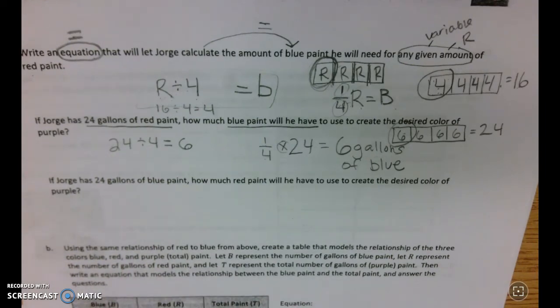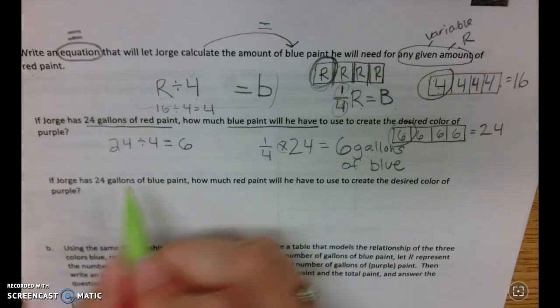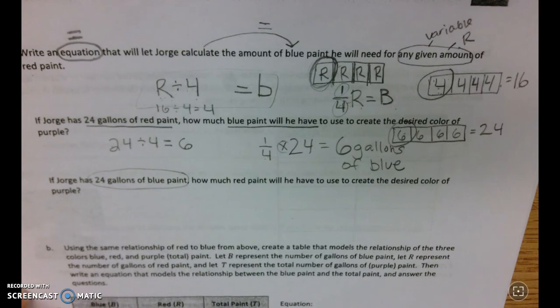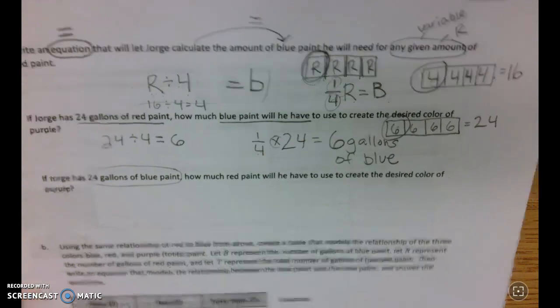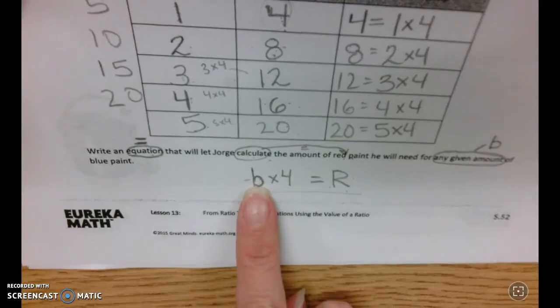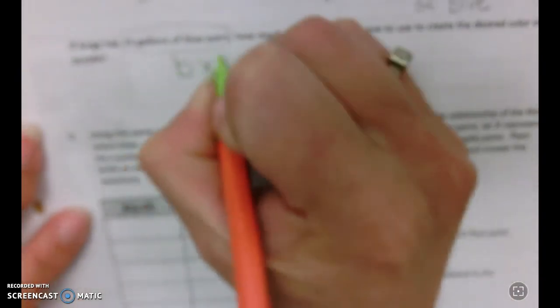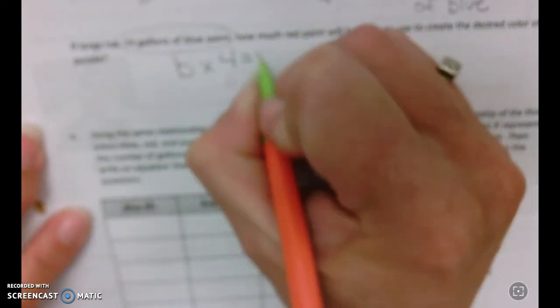Now they say if George has 24 gallons of blue paint, how much red paint will he have to use to create the desired color of purple? So now I need to plug in for blue, which is our original equation from this page. So now I'm going to plug in to 4, or to here. So B times 4 equals R. So B times 4 equals my red amount.